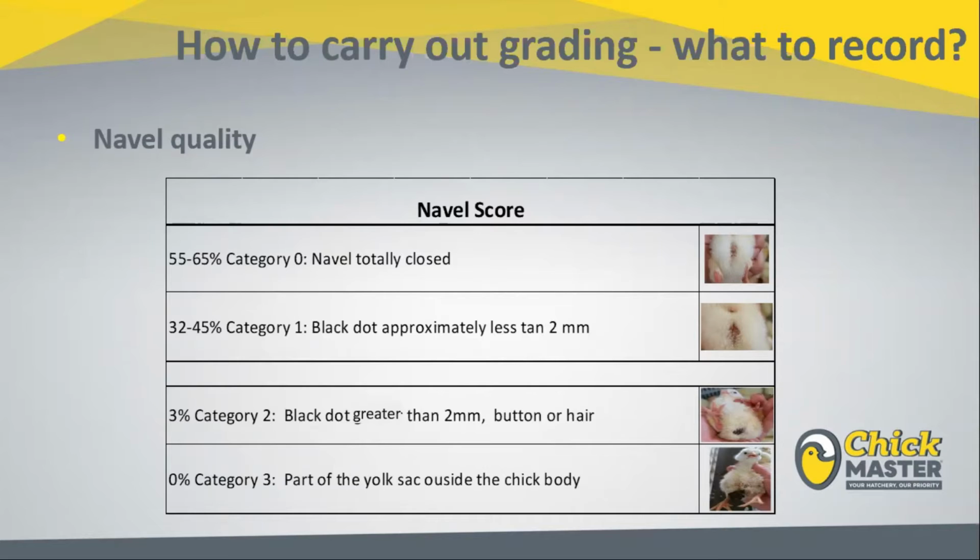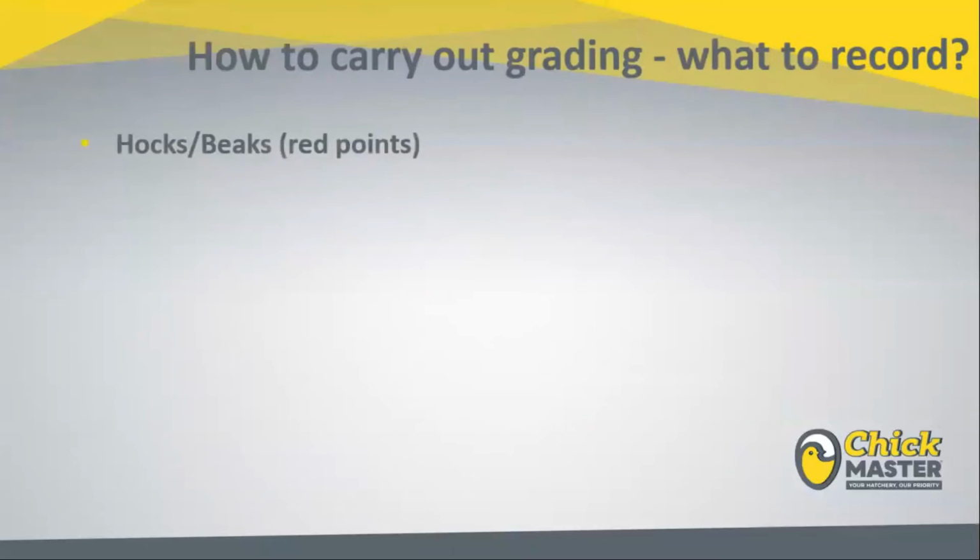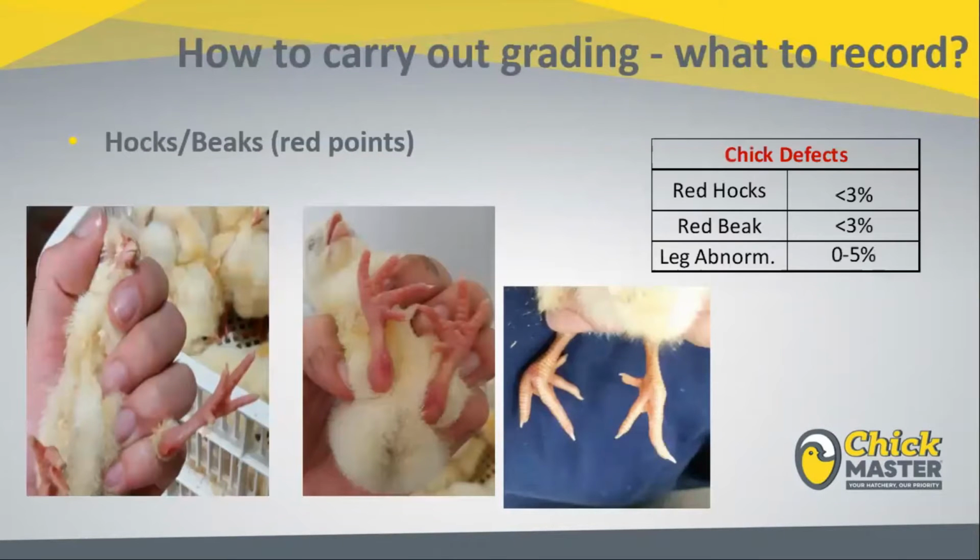So to consider that our flock has good quality of navel, the majority of chicks should be classified in the first category, with no chicks classified in the last category. Concerning hocks and beaks, we expect the absence of redness on these parts of the body of the chick. And if it is present, it should be less than 3%. For leg abnormalities, they should be less than 0.5%.